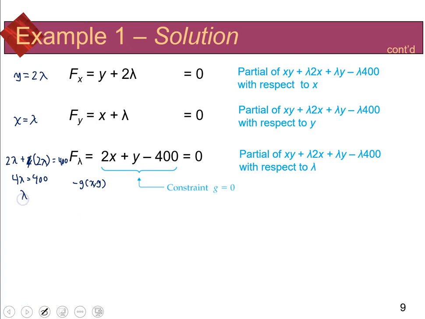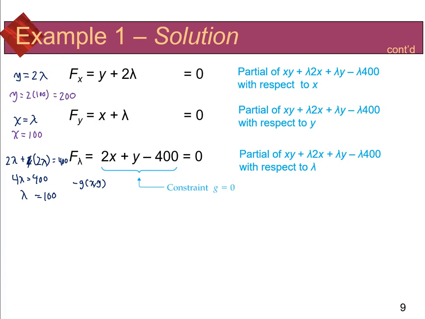Which means that lambda is going to equal 100. And if lambda equals 100, x equals 100. And if y equals 2 times lambda, it's going to be 2 times 100, which equals 200.